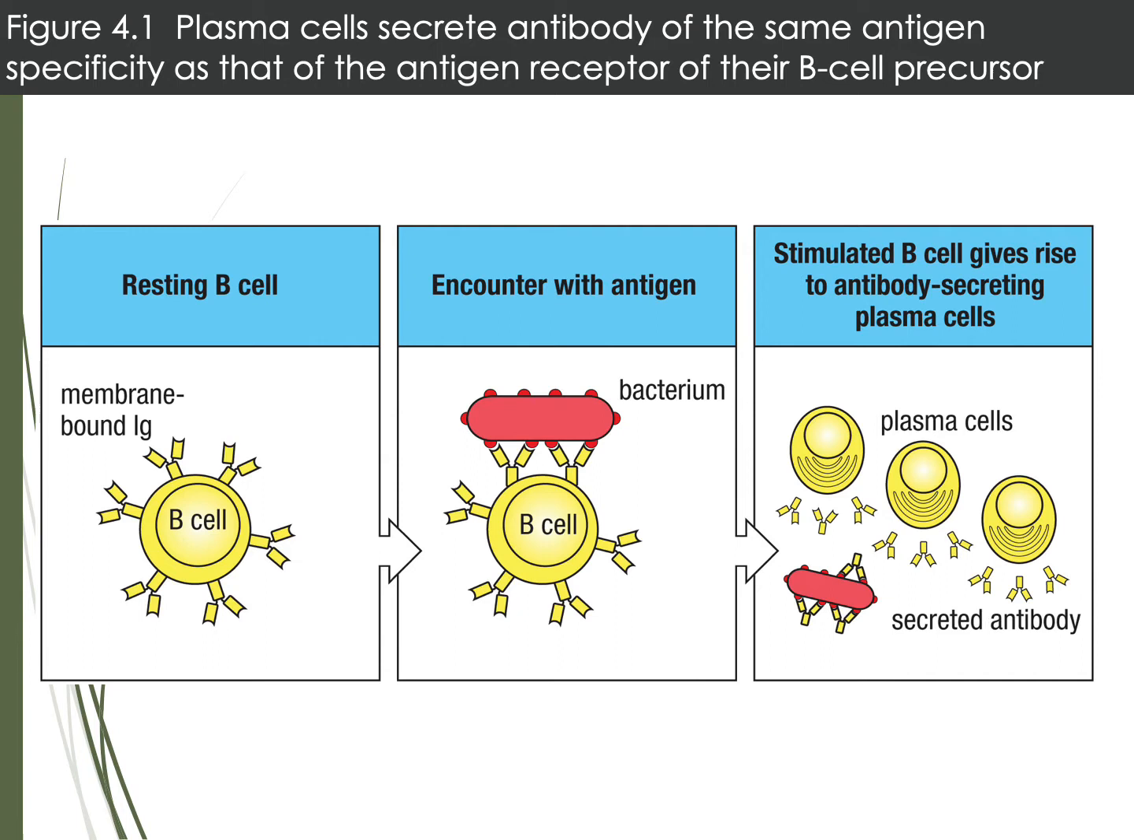And B cells can undergo maturation, and they can actually produce secreted forms of these antibodies. So instead of having membrane-bound antibodies, they can produce secreted antibodies. And again, we'll look at that a little bit later, and also additionally, when we're looking at activation of B cells later on in the semester.